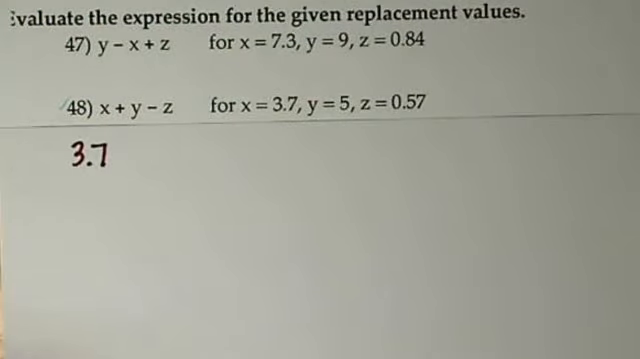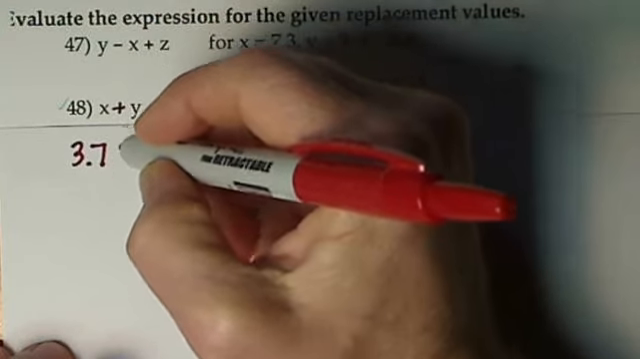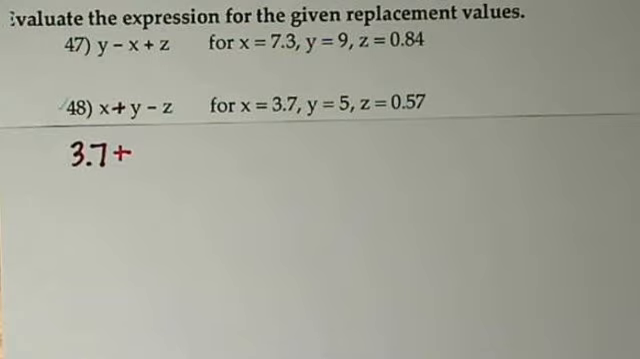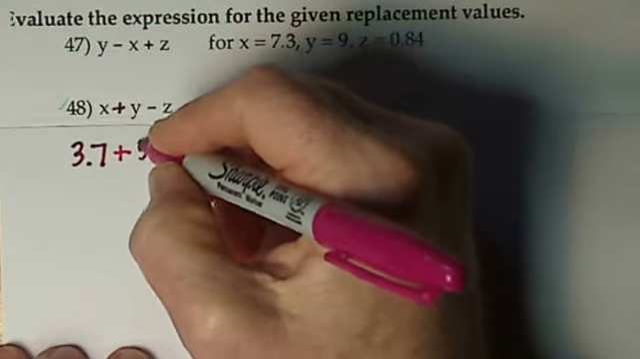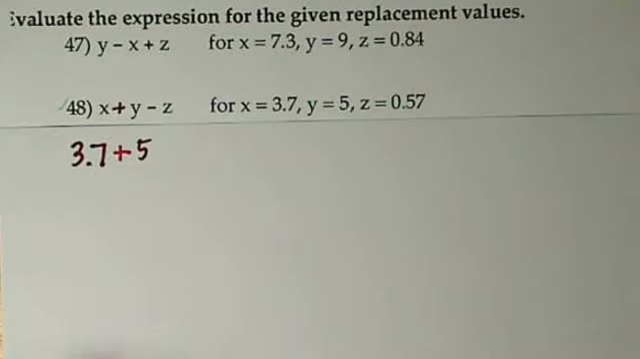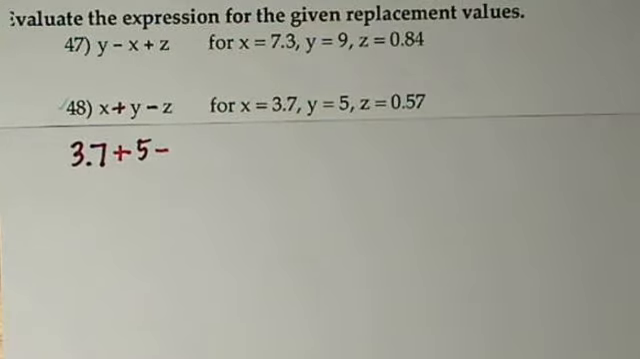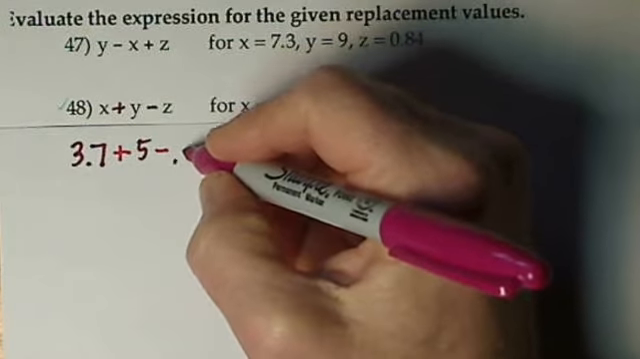All right, and let's have our plus sign right here. Okay, that simply comes down. Then for y, we've got a 5. And our negative sign is going to sit right here. And then for z, we have 57 hundredths.